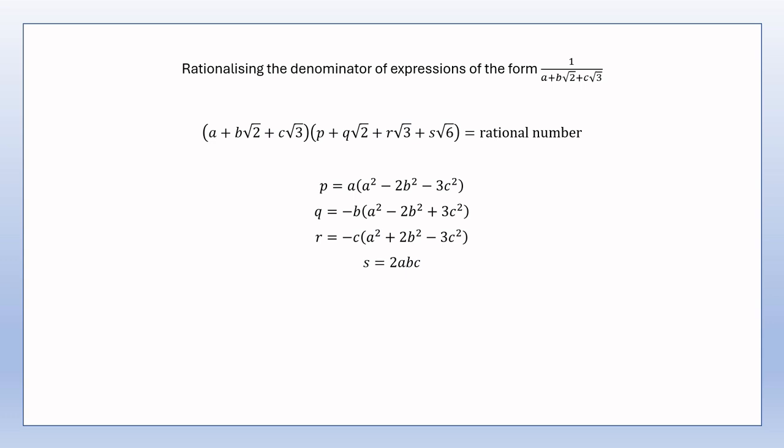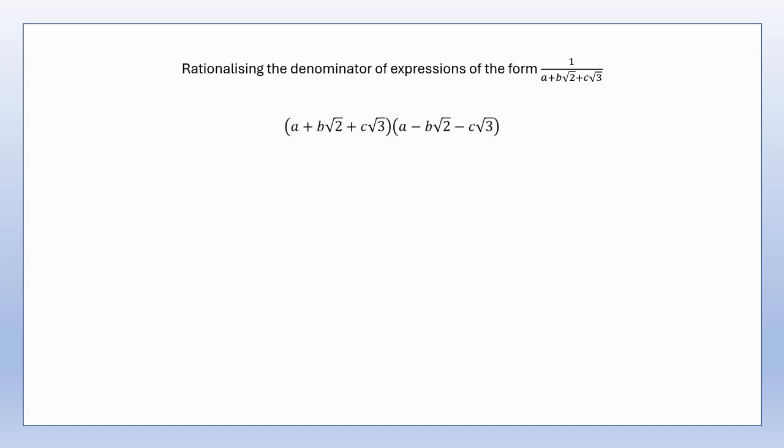Actually, to derive these expressions, I didn't initially assume an expression of the form p plus q root 2 plus r root 3 plus s root 6. I took what seems like a longer approach, similar to the approach that I took in the example earlier in the video, the third example, but which turned out to be less messy algebraically.